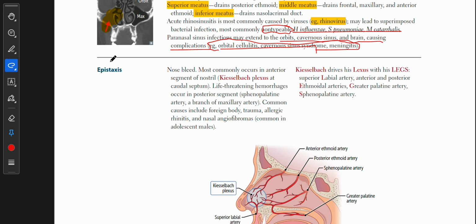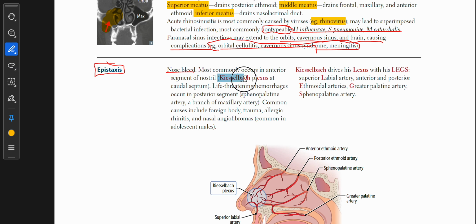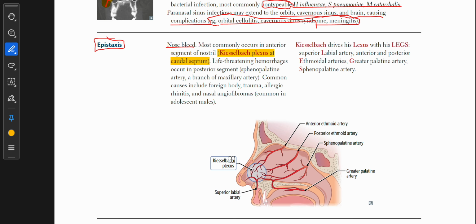Here is another topic we will tap into, epistaxis. Epistaxis is simply a nosebleed, and it most commonly occurs in the anterior segment of the nostril, because it has something called Kiesselbach's plexus, which we also call Little's area. It has a plexus of arteries, and these are very prone to bleed even in minor trauma.